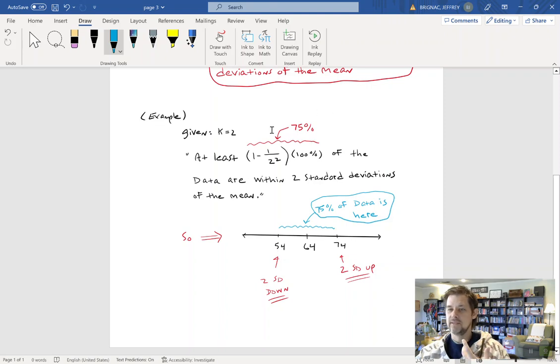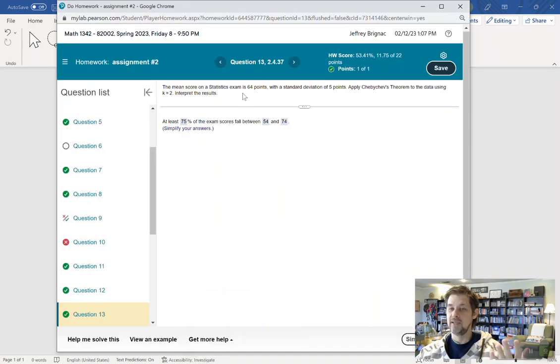Okay, so we can make this statement a little more precise. We can say at least 75% of the data being within 2 standard deviations of the mean means that it's between 54 and 74. Okay, at least 75% of the exam scores are between 54 and 74, and I don't even have to see the data to know that. Remember, it doesn't say here are the individual exam scores. Nowhere in here does it say that. But I can make that prediction based on Chebyshev's theorem.